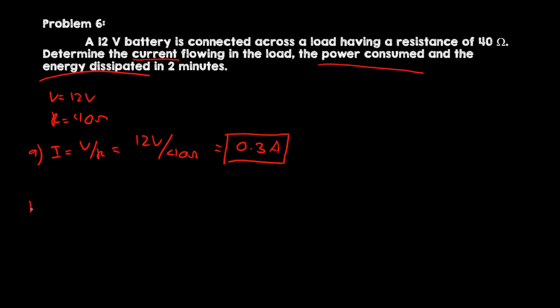And for letter B, power consumed. So power is V times I. And V is equals to 12 volts. And I is equals to 0.3 amperes. Our power consumed is 12 times 0.3 is equals to 3.6 watts.